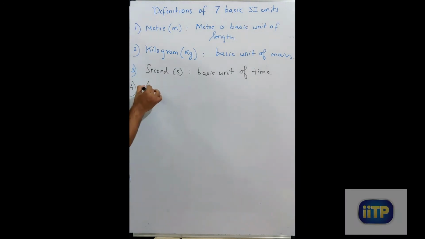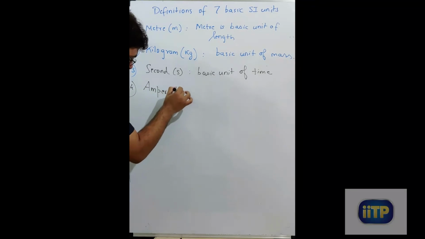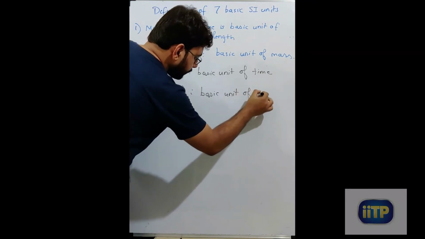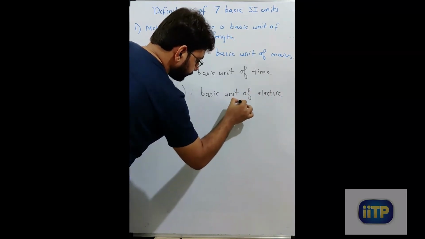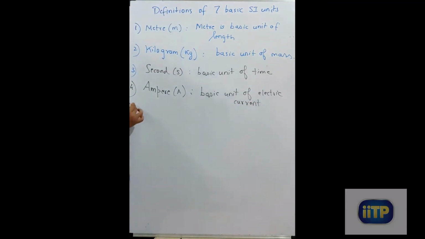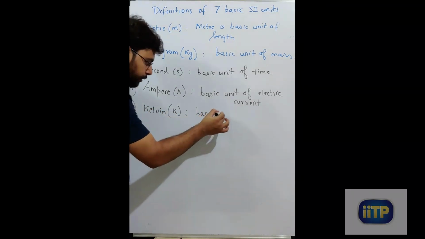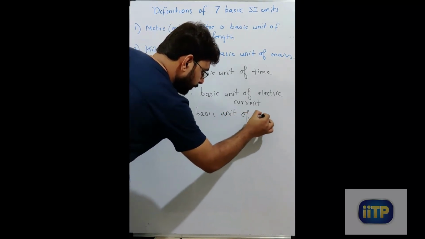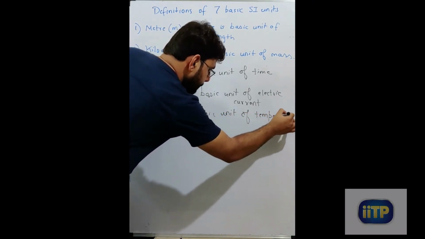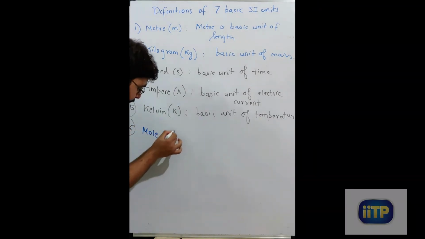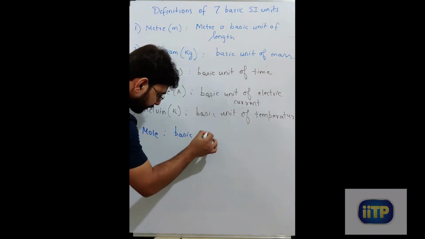Fourth, ampere. That is the basic unit of electric current. Fifth, Kelvin. Kelvin K. What is that? Basic unit of temperature. Sixth, mole. The basic unit of amount of a substance.